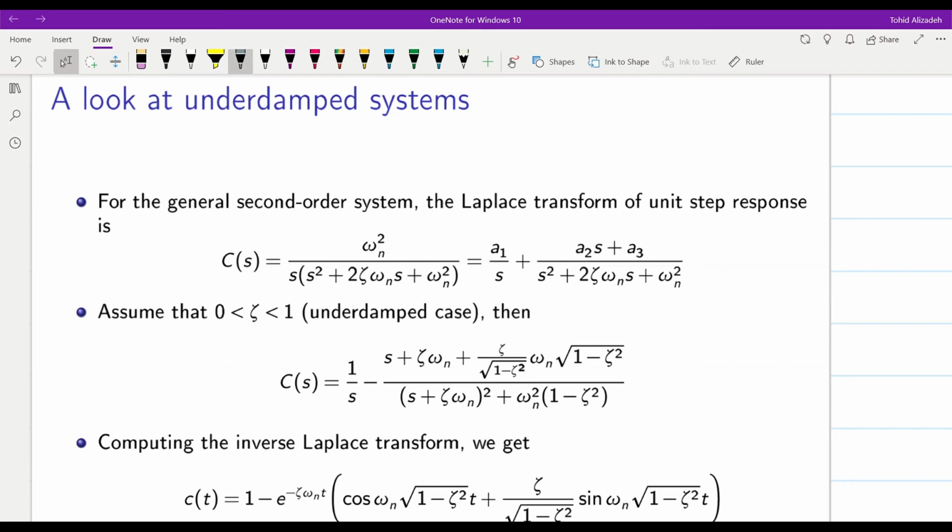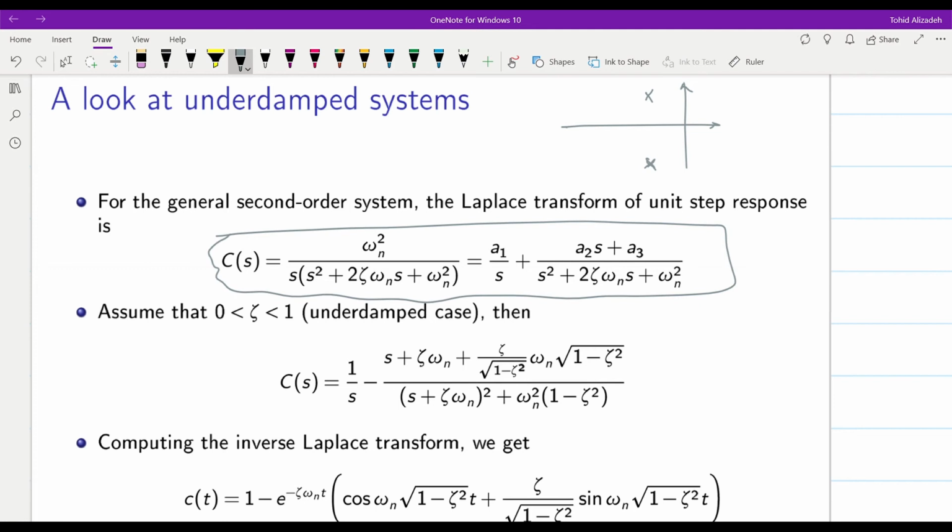You know that for the underdamped systems, the location for the poles of the system will be something like this. So they will have complex values. They will have both real and imaginary values. If we consider the step response of the second order system in the general form, we will have these expressions. So C of S will be in the form of A1 over S plus A2 times S plus A3 at the numerator over the denominator, which should be familiar for you.